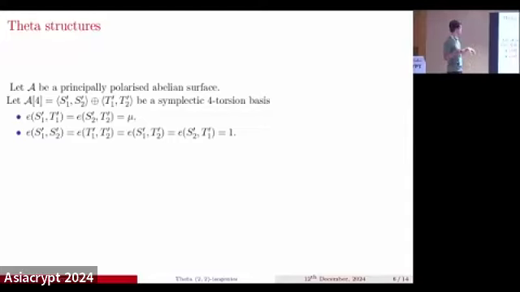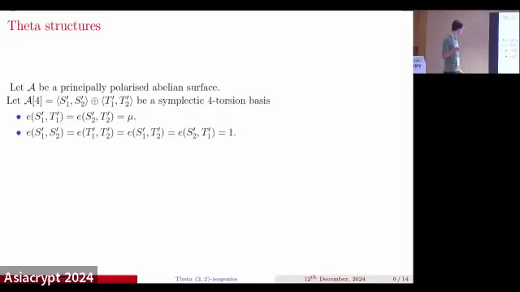What's this? Basically, you take the fourth torsion of your abelian surface, and you decompose it into two subgroups. The first one is generated by S1' and S2', and the second one is generated by T1' and T2'. Then, once you have these generators, the condition of being symplectic means that the pairing between S1' and T1' is equal to the pairing of S2' and T2', and this is equal to a primitive fourth root of unity. And all the remaining pairings should be trivial, and this is the condition to be symplectic.